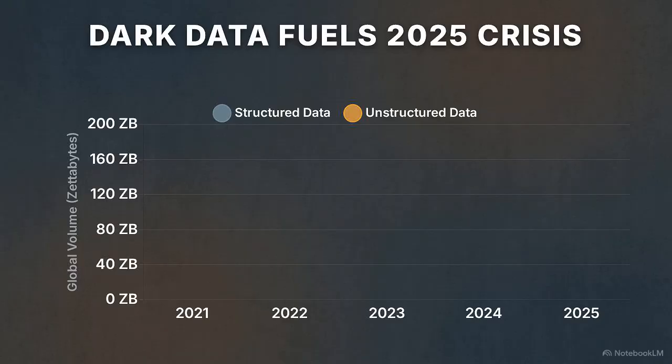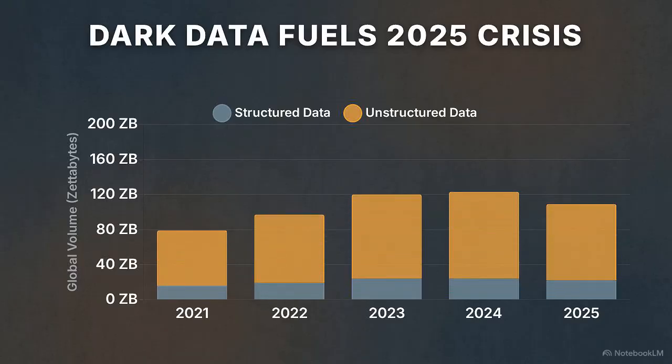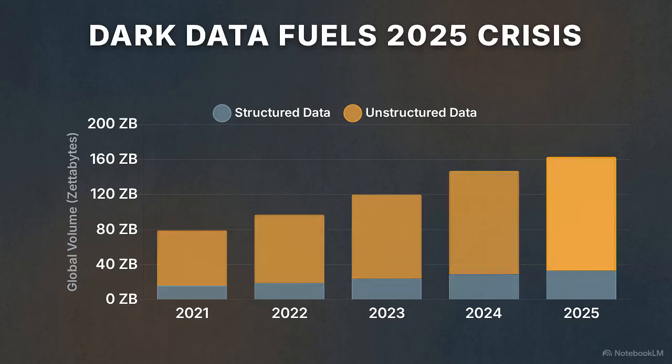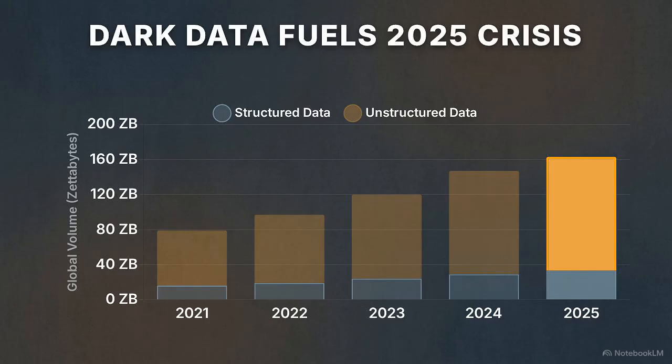This chart tracks the incoming data crisis. By 2025, global data volume will reach 163 zettabytes, roughly a trillion gigabytes. The risk is concentrated here. 80% consist of unstructured formats like unindexed corporate emails, R&D notes, and meeting transcripts.